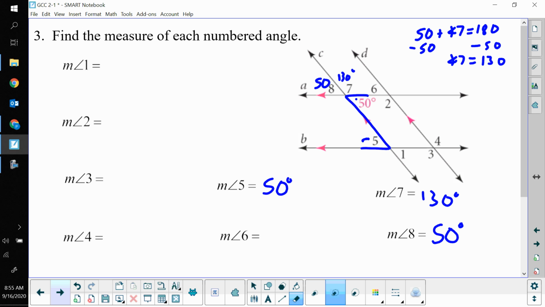Well, if angle 5 is 50 degrees, we've got a vertical angle here with angle 1, because they're formed by intersecting lines but not next to each other. So angle 1 would just be 50 degrees.